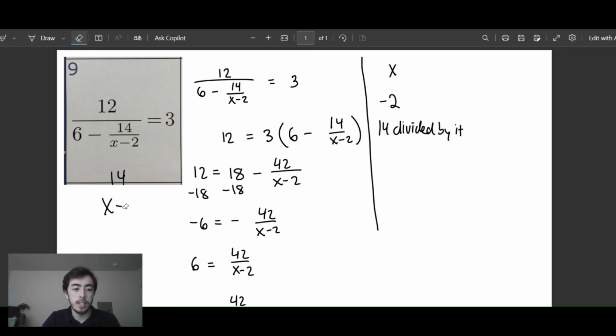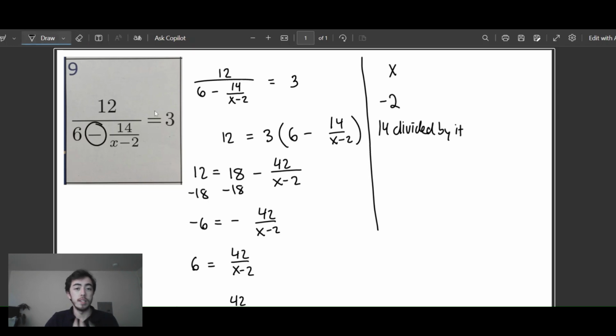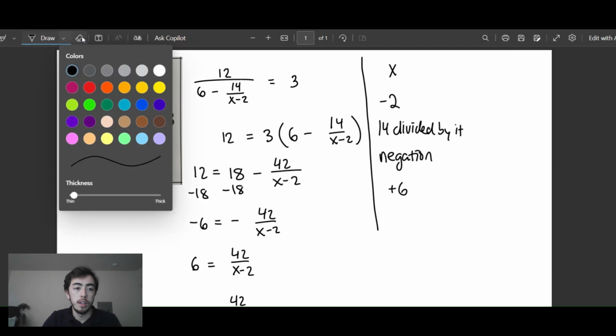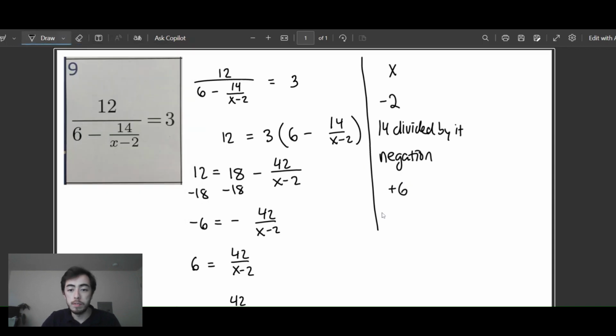Then the next thing that's happening, I want to take it step by step. I'm negating it next. That's this minus sign. There's a negation. Then I'm adding 6 because this is a positive 6. Finally, I'm doing 12 divided by whatever it is. So 12 divided by it. And then finally, this is supposed to equal the number 3.